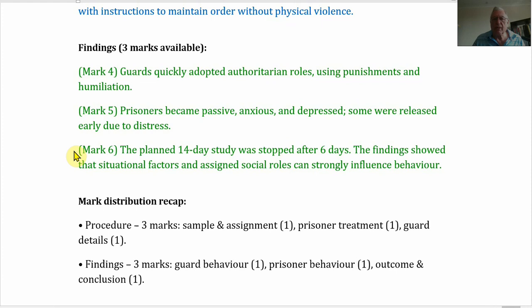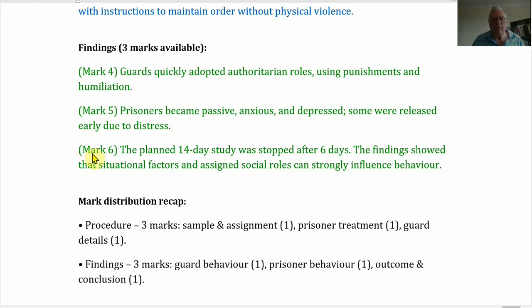Mark 6, the planned 14-day study was stopped after 6 days. The findings showed that situational factors and assigned social roles can strongly influence behavior. More findings, and again, just to repeat, no analysis, no application there. You're simply looking at AO1.